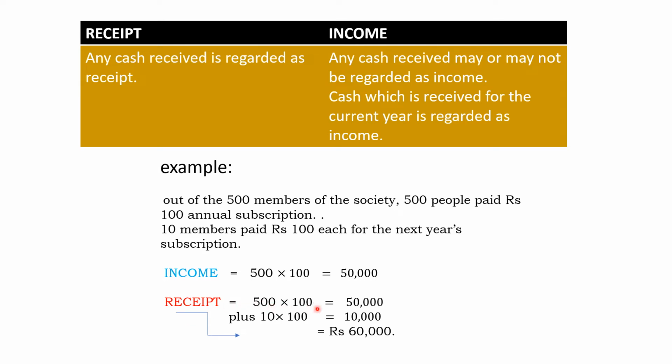Receipt, how much cash you received? This 500 into 100, so you received for this current year's subscription 50,000 rupees, plus next year's subscription also will be coming in the receipt. 10 people paid at the rate of rupees 100 each. So this is 10,000. So my total receipt is 60,000 rupees. But my income is 50,000 rupees. So whatever you are getting for the next year's subscription will be added to the receipt, but it will not affect your income.